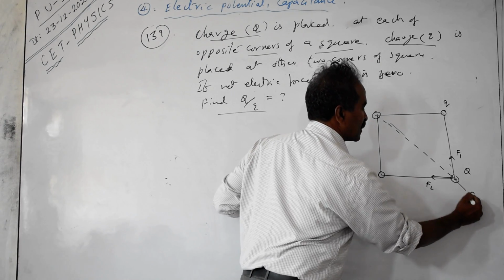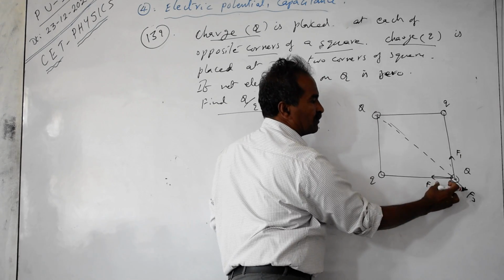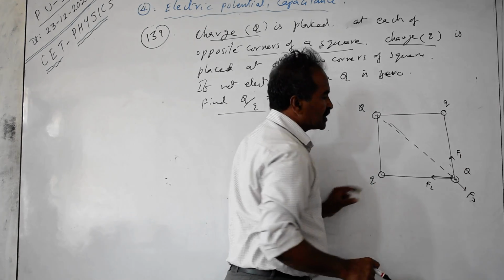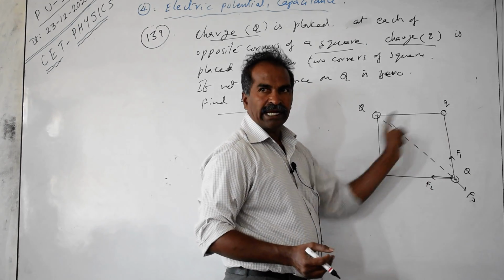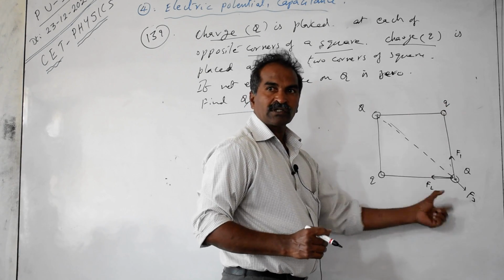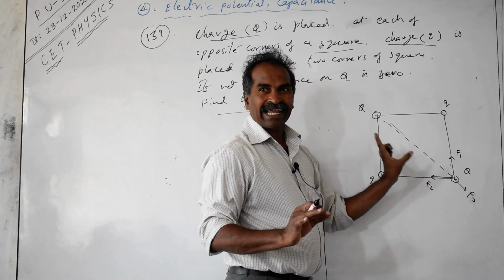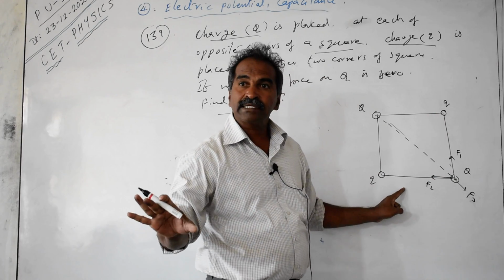This is F3, but these are Q, same type. F1 and F2 will be either up or repulsion is there, meaning both should be downwards. I am thinking that these are positive, these are negative, then automatically attraction will be there. Or if you take these two negative, these two positive, also attraction will be there. So I am imagining like that, but it is not necessary to be like this. Just know that these charges are same, these charges are same, the force will be same.